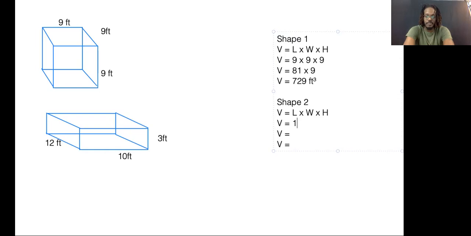The only step that people need to make sure that they are doing for this lesson is combining them in the end, like finding the volume of all of the shapes that you have and then adding them together in the end, which would be 729 plus 360.